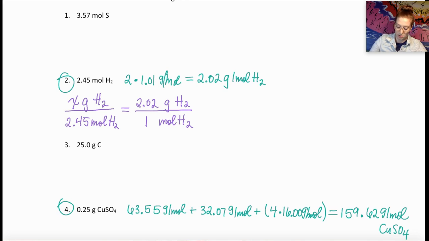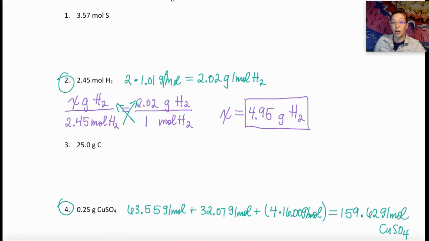So in this case, cross multiply, that's all we need to do to find our number of grams. I get 4.949, but I want to round to 3 sig figs because I was given 3 from the moles of H2. So that should be 4.95. And the unit here is grams of H2. All right, great. Finish that up, put a nice little box around it.